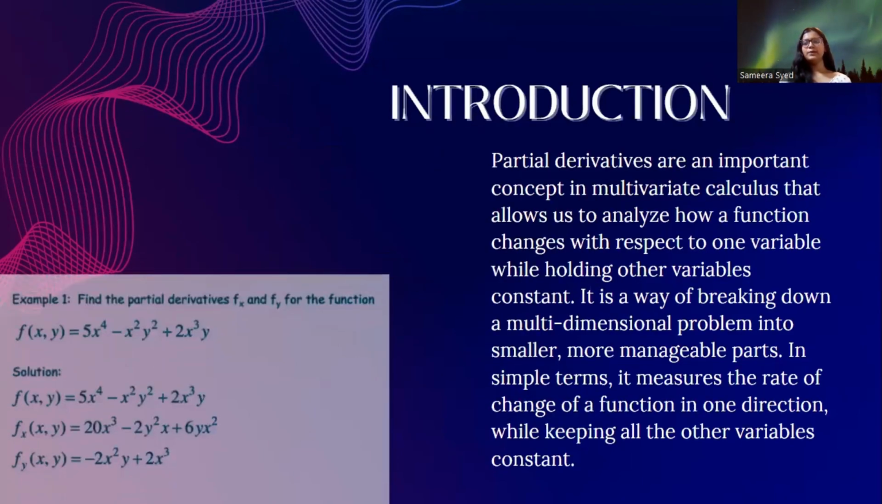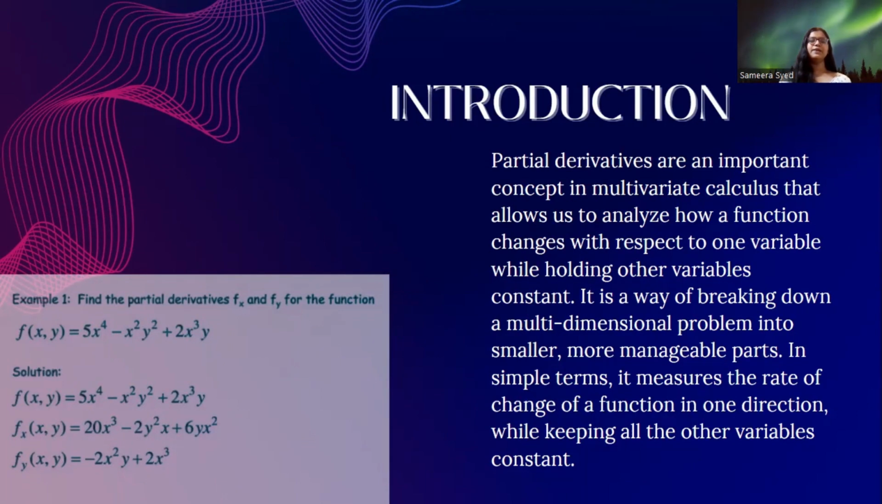Introduction. Partial derivatives are an important concept in multivariate calculus that allows us to analyze how a function changes with respect to one variable while holding other variables constant. It is a way of breaking down a multi-dimensional problem into a smaller, more manageable problem. In simple terms, it measures the rate of change of a function in one direction while keeping all the other variables constant. Let's look at an example now.